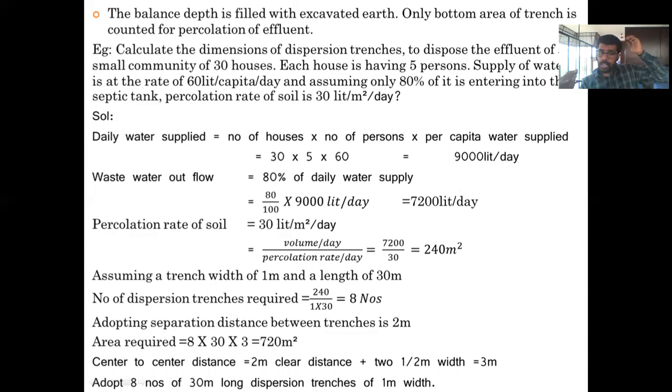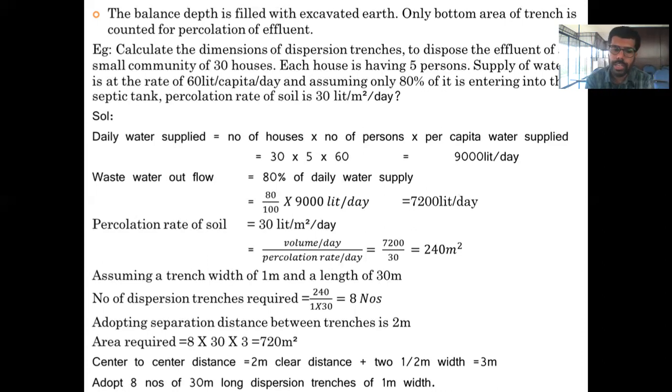So for an area of 240 meter square, now you listen carefully. For an area of 240 meter square, I have to give 1 meter width and a length of 30 meter. How many trenches can I accommodate in a 240 meter square area, where I need to have 1 meter width as well as 30 meter length? That's what I'm going to find out. I'm repeating, how many trenches can I accommodate in 240 meter square where my trench width is 1 meter and the length is 30 meter.